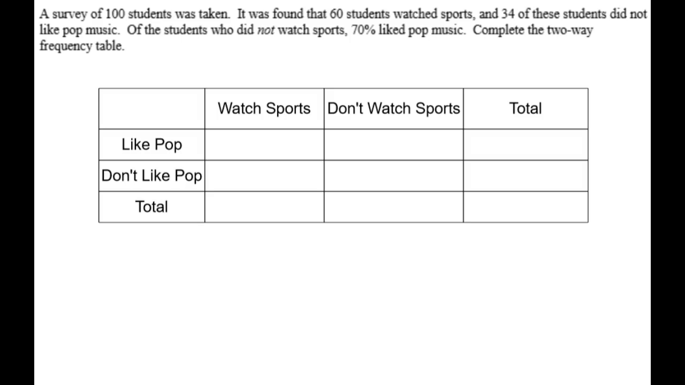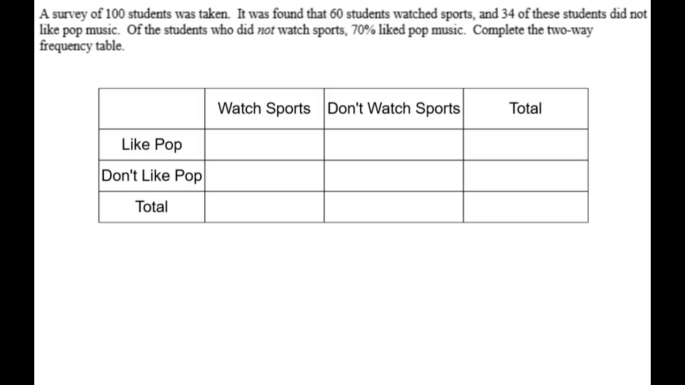Now to the last example, a survey of 100 students was taken. It was found that 60 students watched sports and 34 of these students did not like pop music. Of the students who did not watch sports, 70% liked pop music. Complete the two-way frequency table. So we got whether they watch sports or don't watch sports across the top, whether they like pop or don't like pop music on the left. So using that information, we want to completely fill in this table.